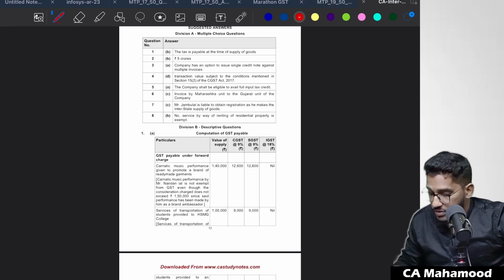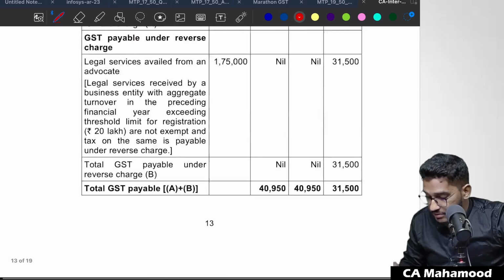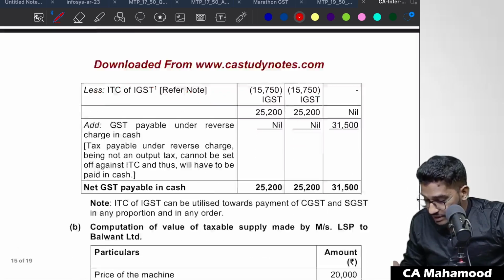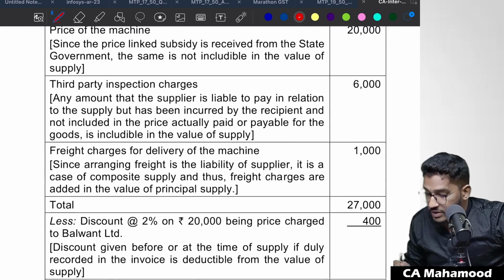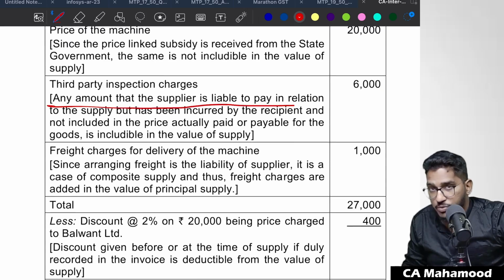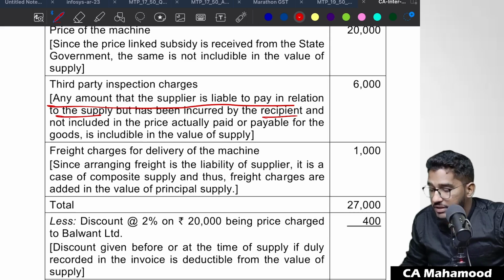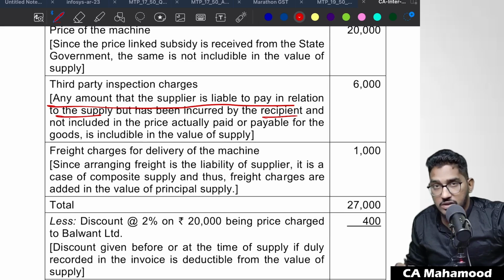So if you remember one clause, whatever we have read in the value of supply chapter, they will say one thing here. So let me read it from here only. Any amount that the supplier is liable to pay in relation to the supply, that means the supplier is required to pay some amount, but instead of the supplier, if the recipient is making that payment, even that amount should be included in the value.